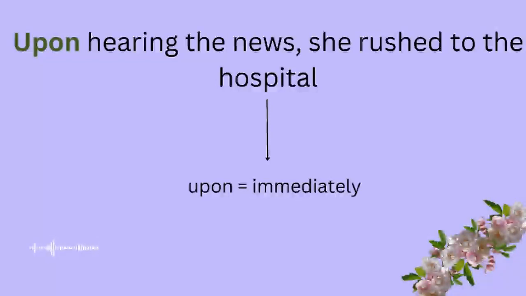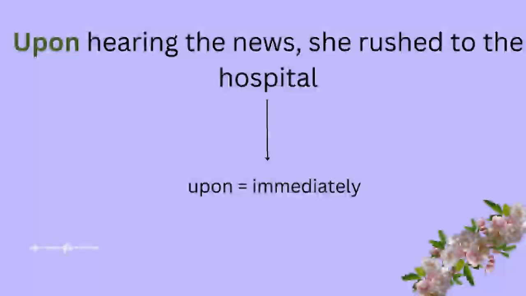Upon hearing the news, she rushed to the hospital. What does that mean? The meaning of the sentence shows that something happened immediately after hearing the news, and that is why we are using "upon". Upon hearing the news, that means immediately after she heard the news, she took her bag, her phone, and rushed to the hospital. So this is how you can use "upon" in sentences. It's about the immediate reaction.